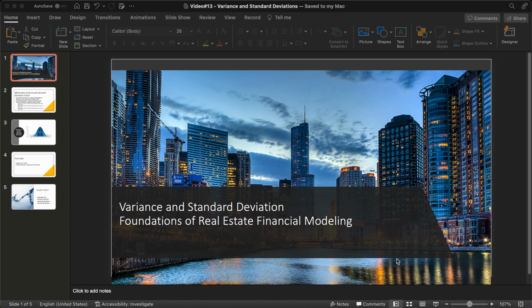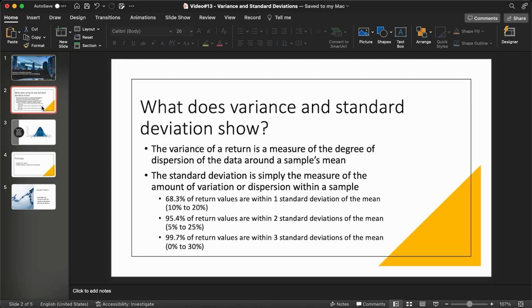Today we'll go quickly over a video regarding the variance and standard deviations of returns, how to calculate them, what they are, and we'll go through a quick sample problem at the very end. So what does the variance and the standard deviation show? What do they mean, right?